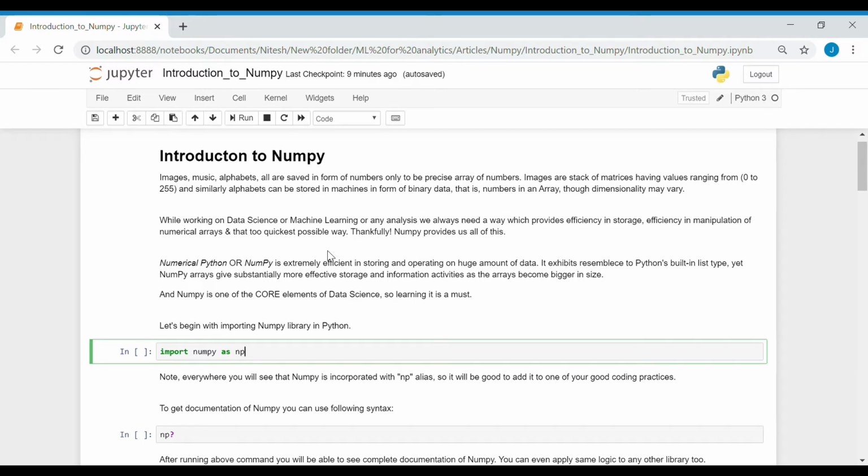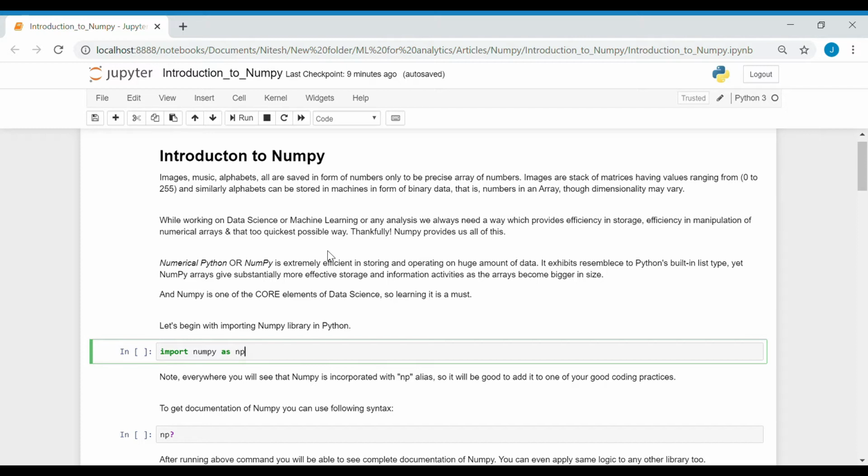And this brings us to NumPy. As we have said, everything is just numbers and everything is just an array. So how do we process them in Python? For that, the best library is NumPy.